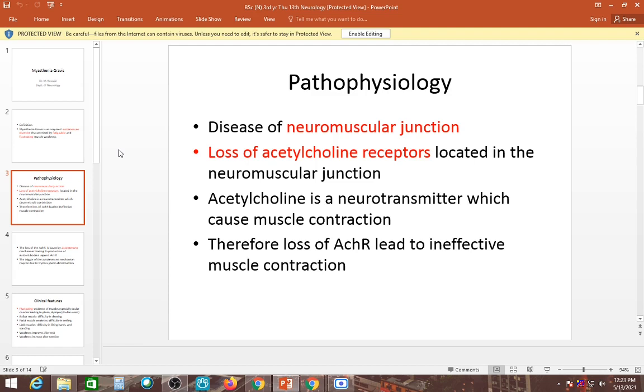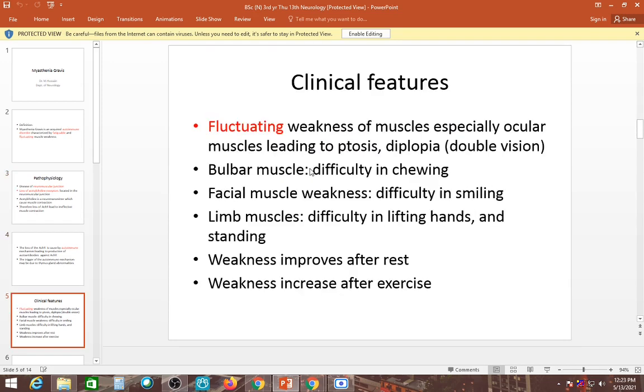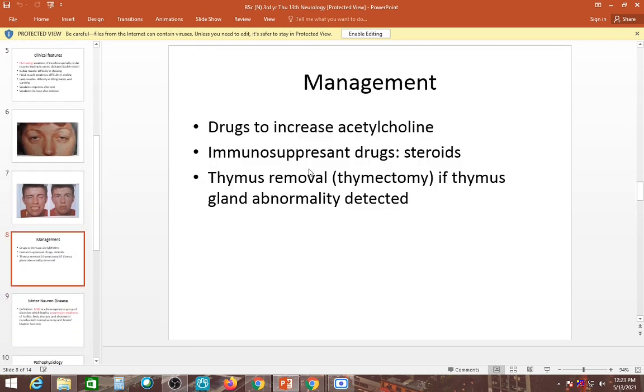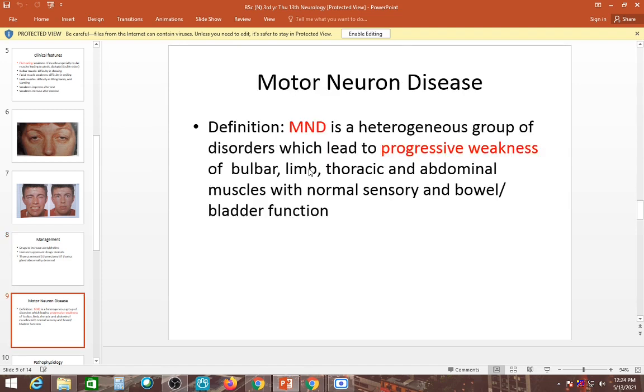And you can locate it as autoimmune disorder of the neuromuscular junction because of destruction of the acetylcholine receptors, which are there because of some abnormality of the thymus causing an autoimmune reaction. You can treat by thymectomy, giving extra acetylcholine so that the symptoms improve, and immunosuppressant drugs like steroids. Okay, then I'll go over to the next topic, that is motor neuron disease.